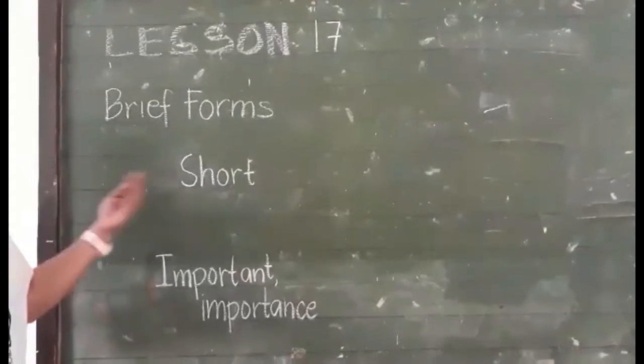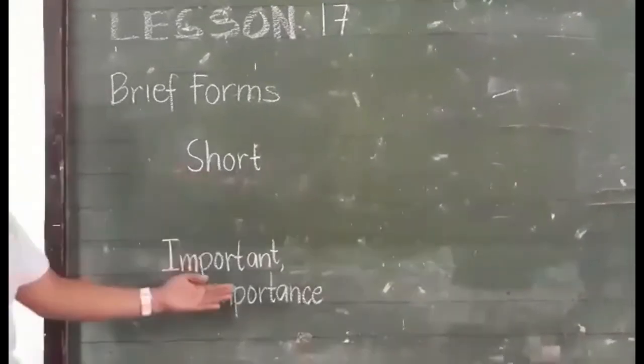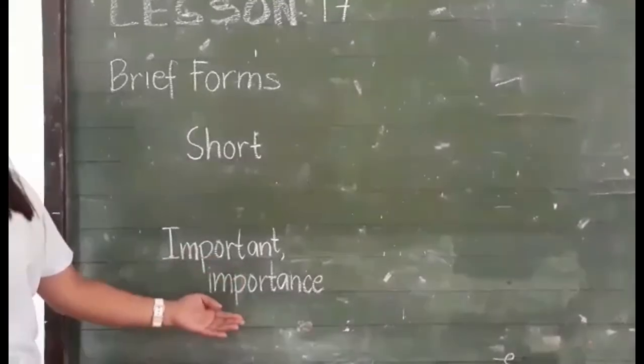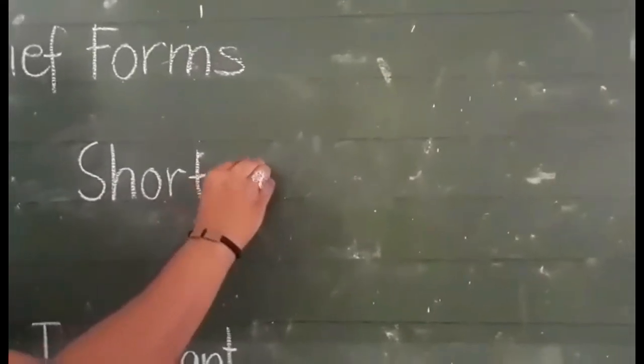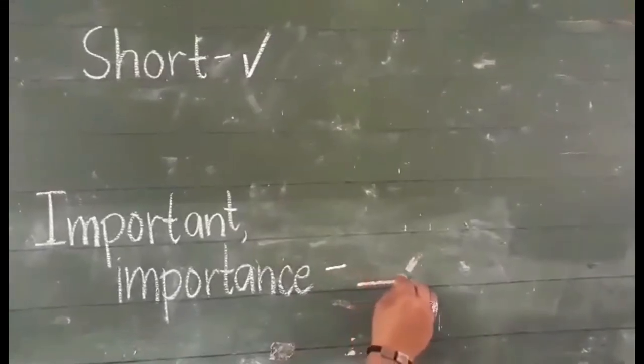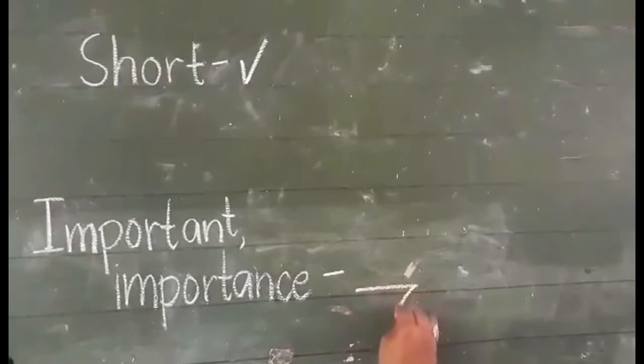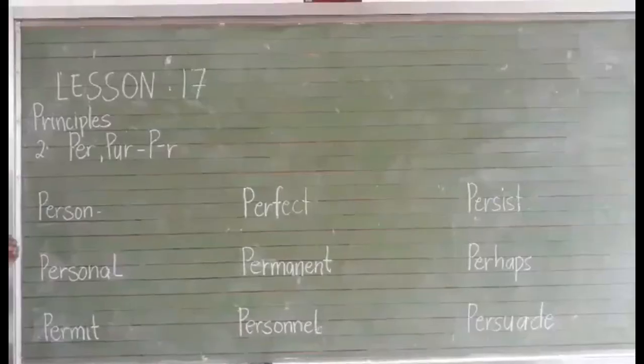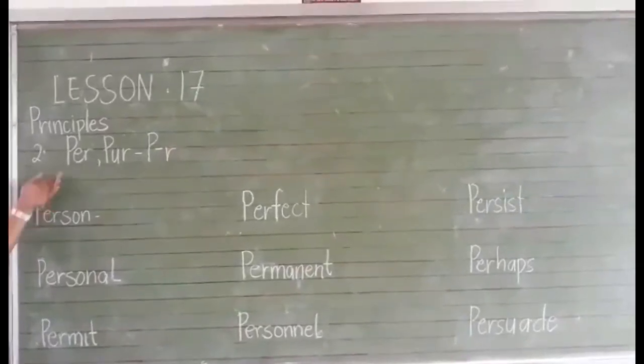Here are the last two brief forms: short, and important or importance. Short is represented by ish and T. Important is represented by M and P. Let's proceed to principle number 2.